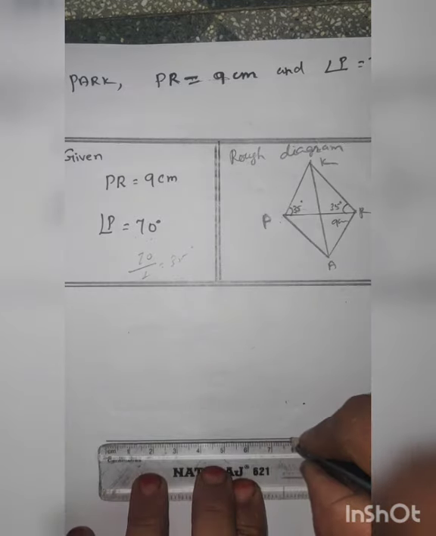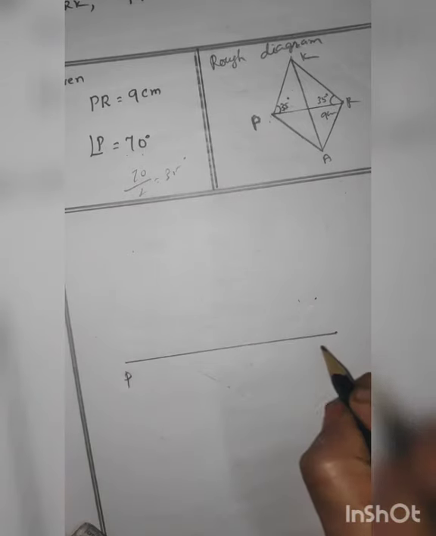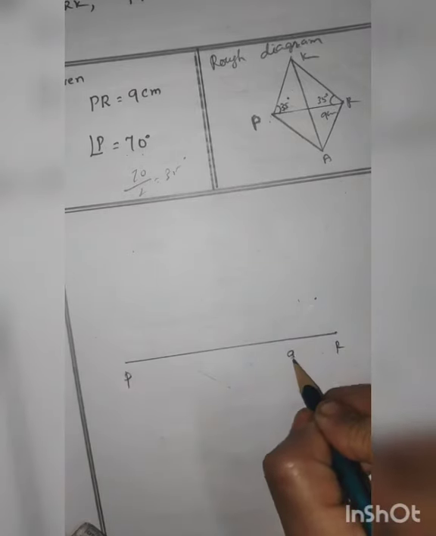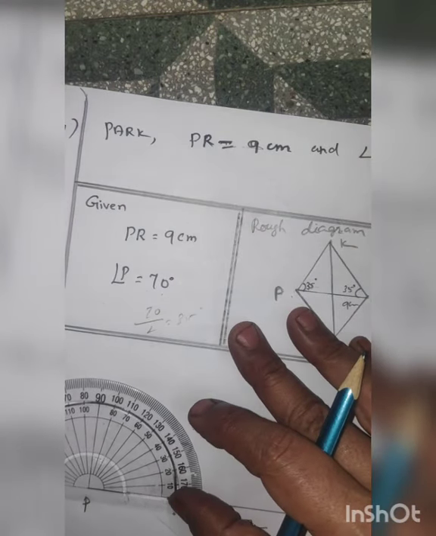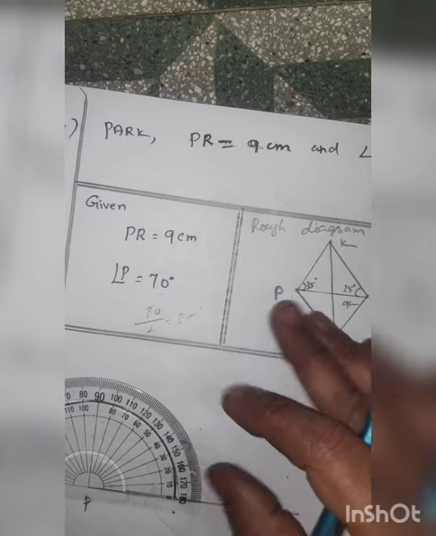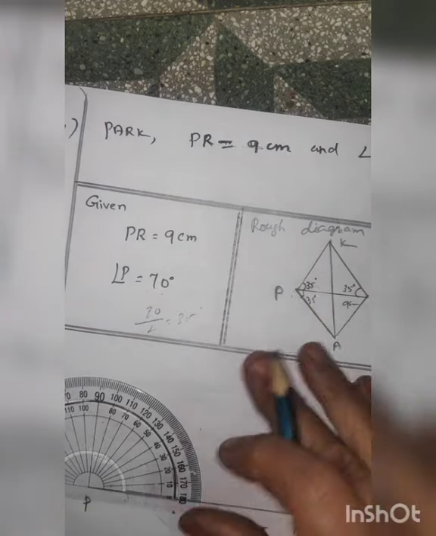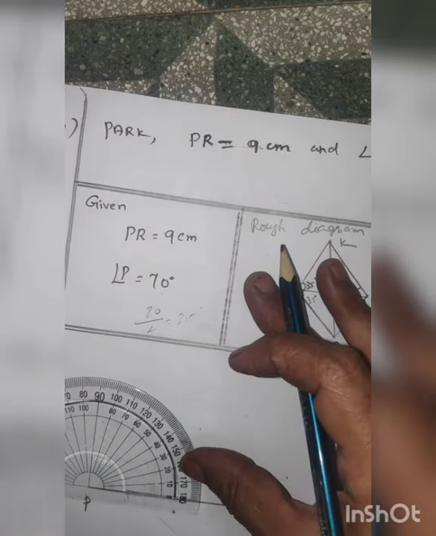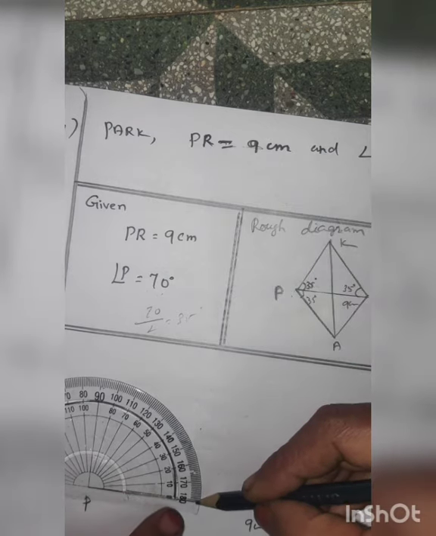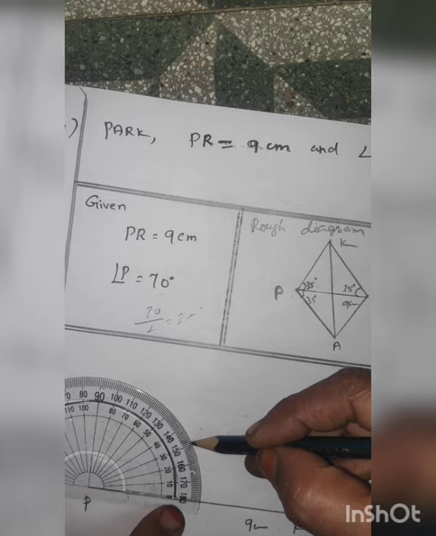Join these two points. What do we write? PA. Here write R, 9 centimeters. Next, keep the protractor and draw the line. How much do we need to take? 35 degrees. At P, take 35 degrees up and down: 35, 35, and 35 plus 35 equals 70 degrees. So here write 35 degrees. 10, 20, 30, and 40 in between. Count 1, 2, 3, 4, 5 and keep the point.